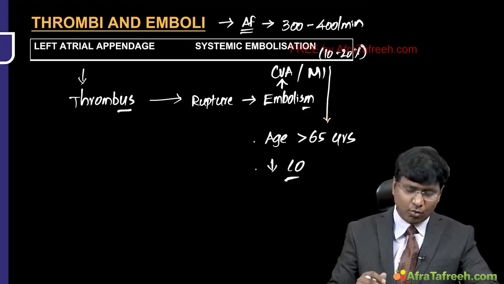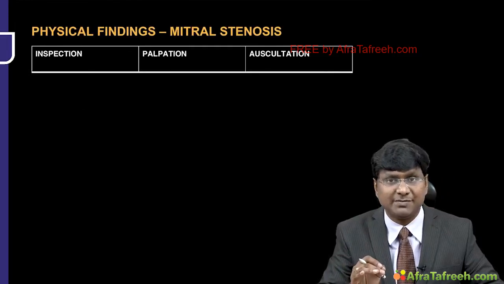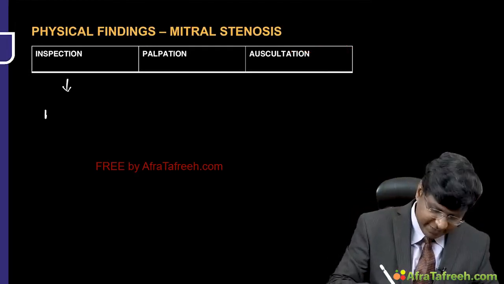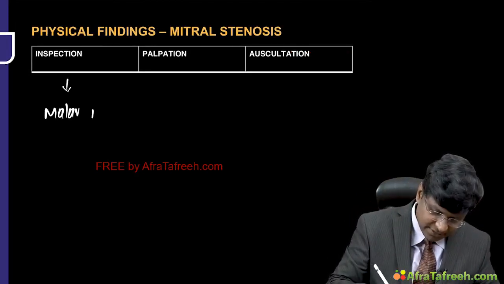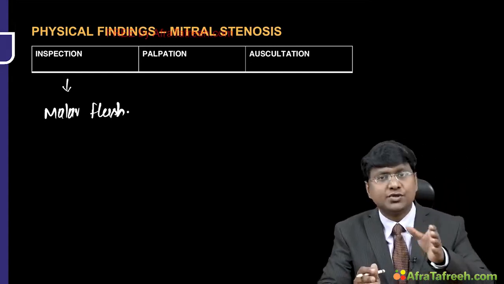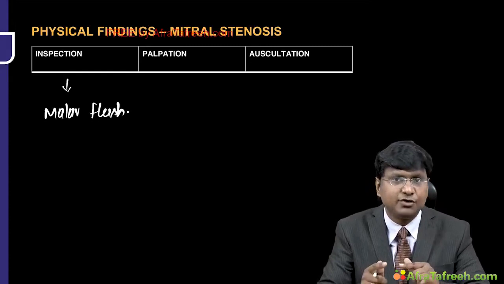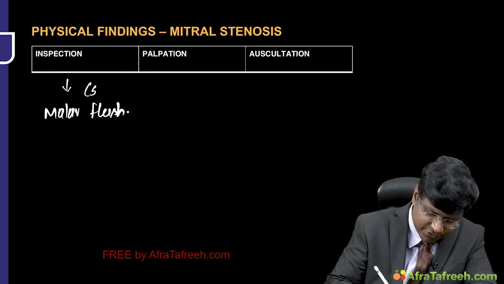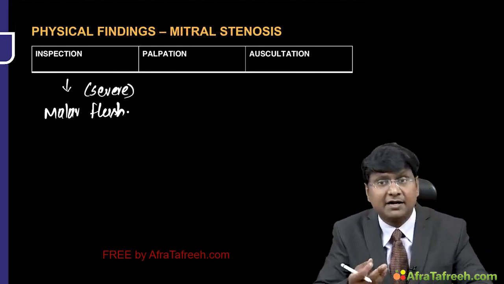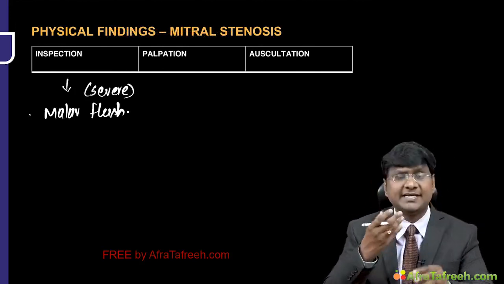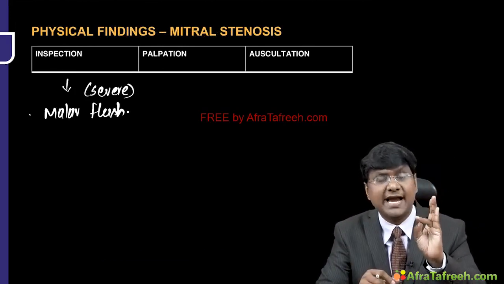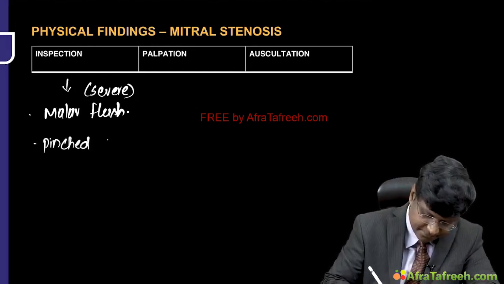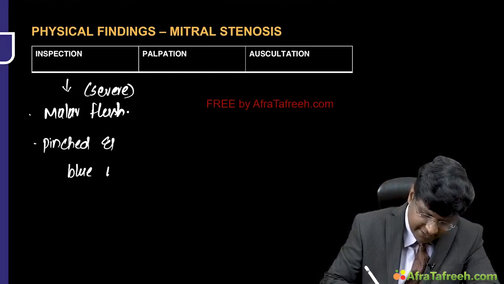Okay, now what will be the physical examination findings in patients with mitral stenosis? You take on inspection. On inspection, how will be the face of these individuals? There will be malar flush. The differential diagnosis for the malar rash is systemic lupus erythematosus, and the other one is mitral stenosis. So in case of severe mitral stenosis, there will be development of the malar flush, right? And how will be the face as well as the nose? There will be pinched and blue faces.